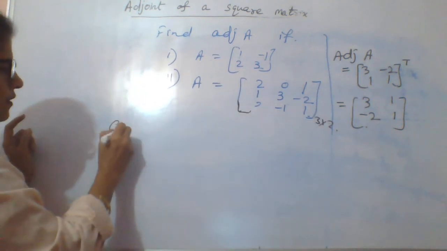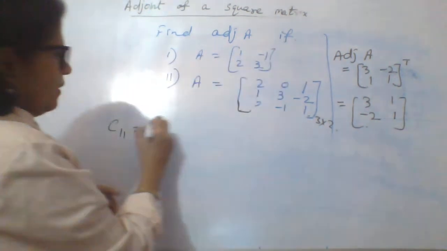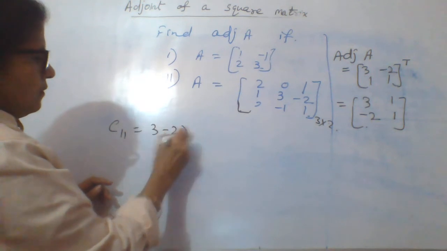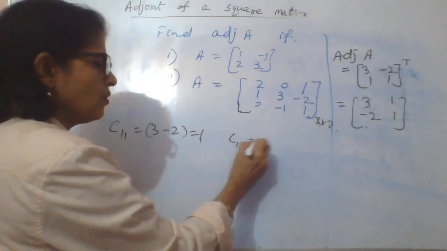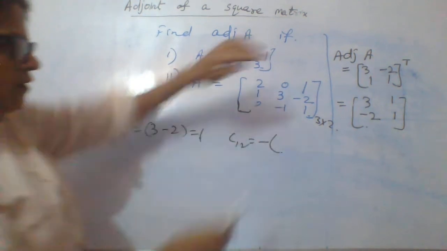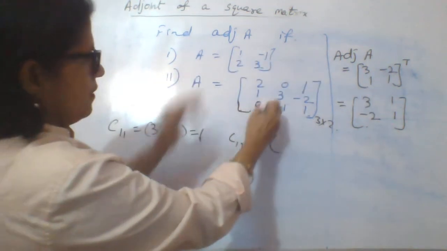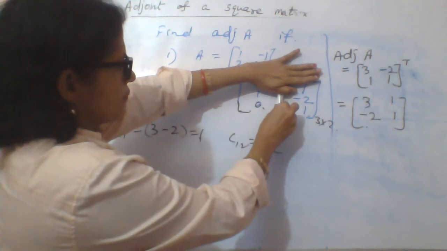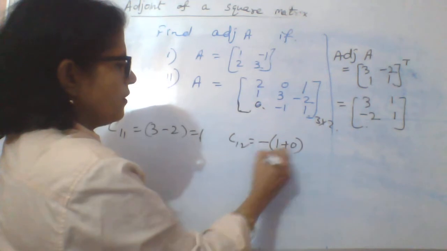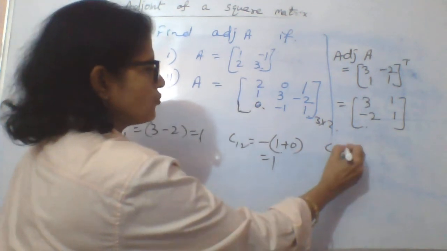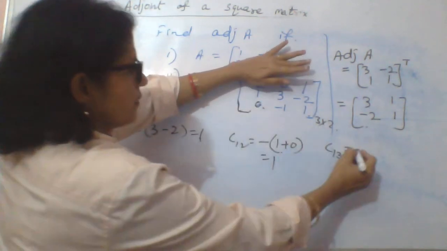Now quickly, C11, you can take 3 minus 2, which is 1. C12, cofactor is negative of minor. Now you see what is the minor here? 1, so here it is 1 minus 0 into this. So you are getting 1 plus 0, that is 1. C13, cofactor equal to minor, you are getting minus 1.